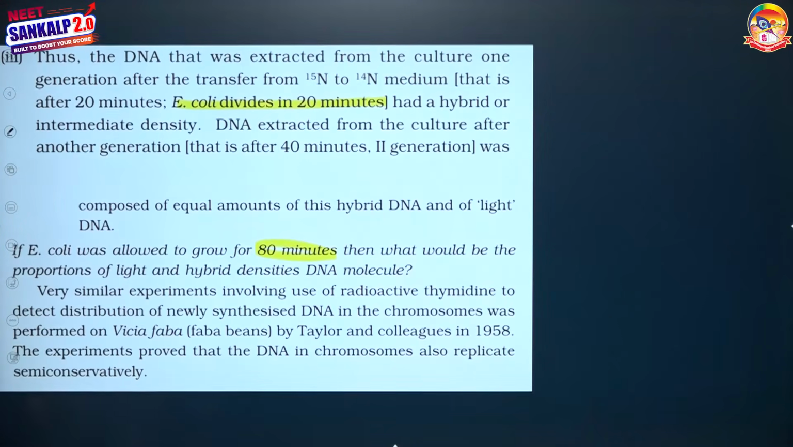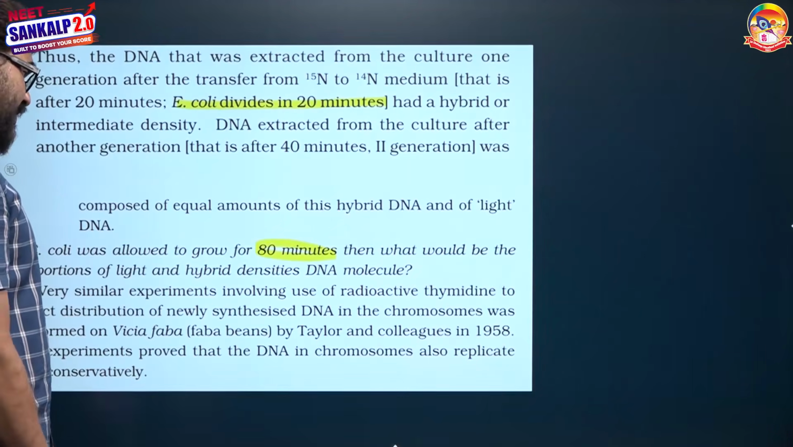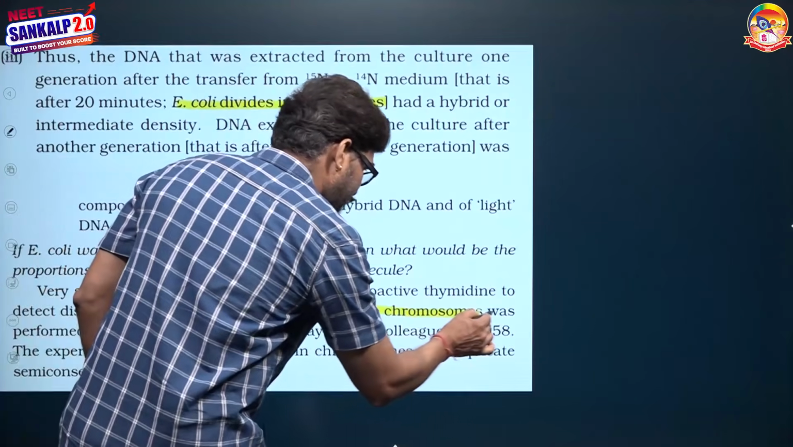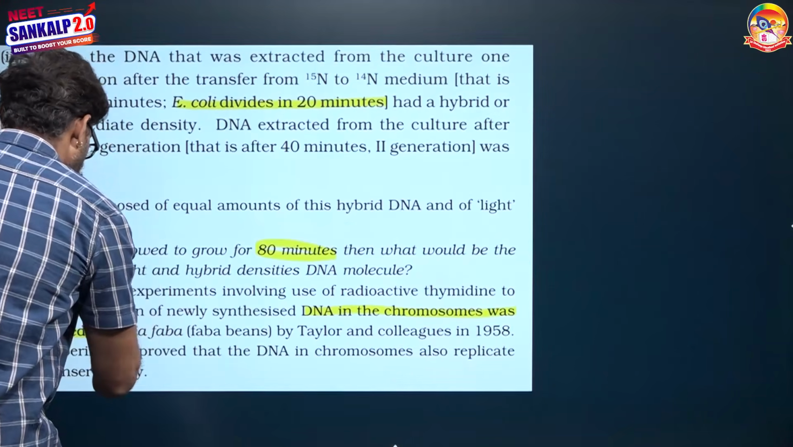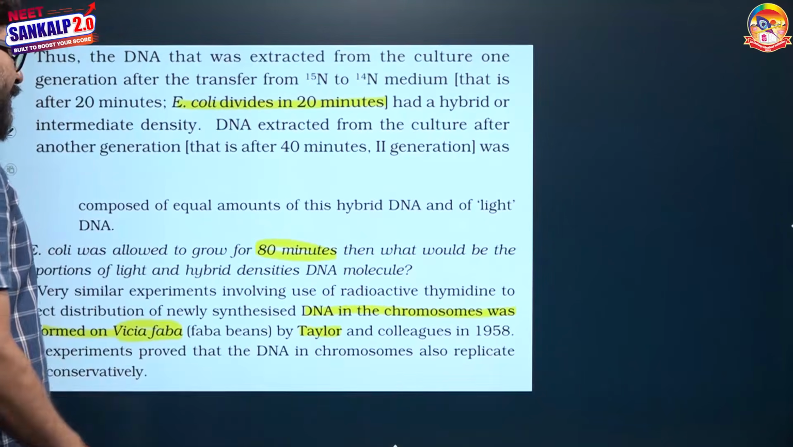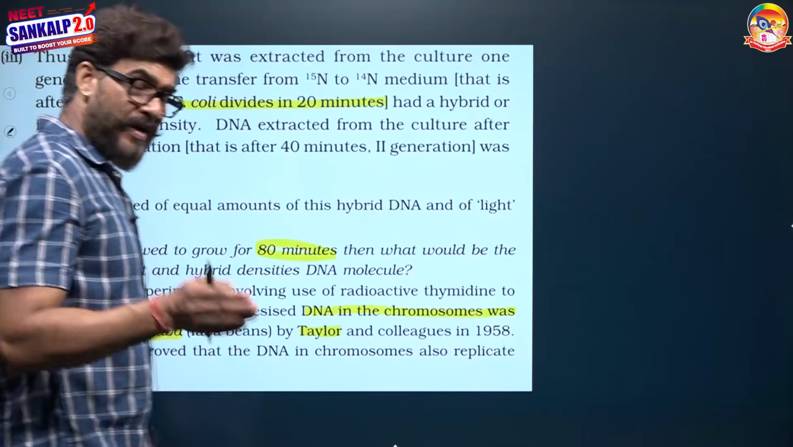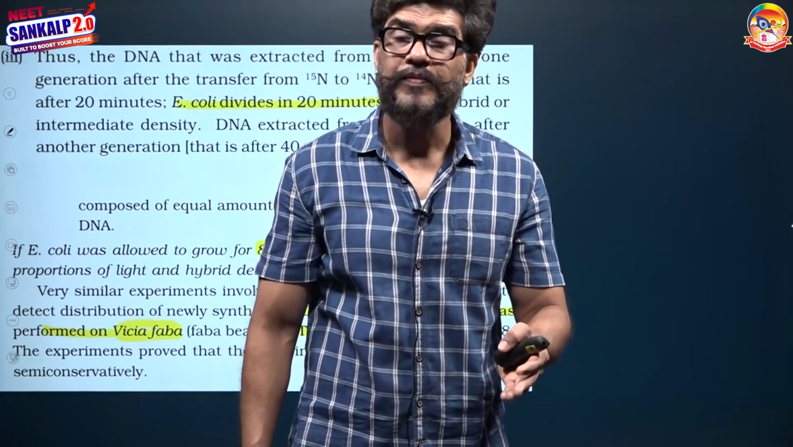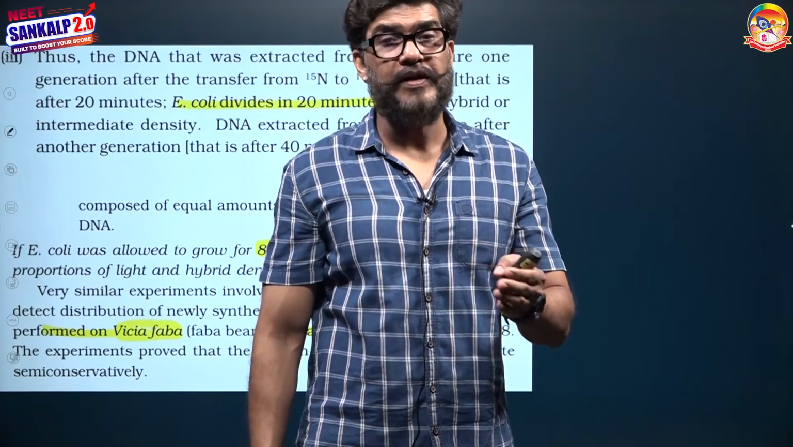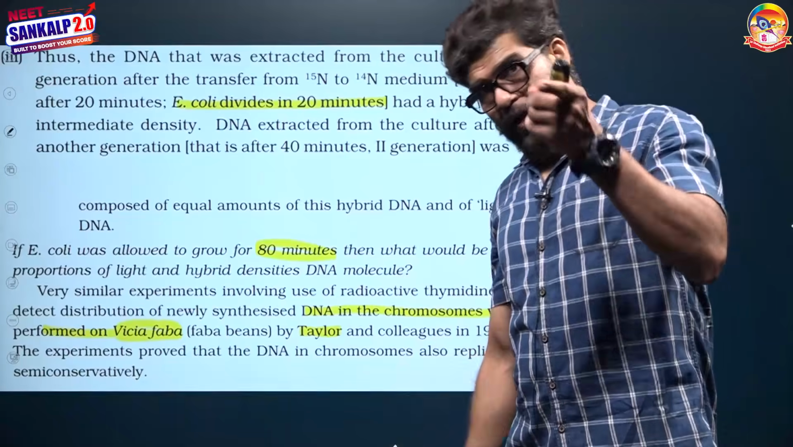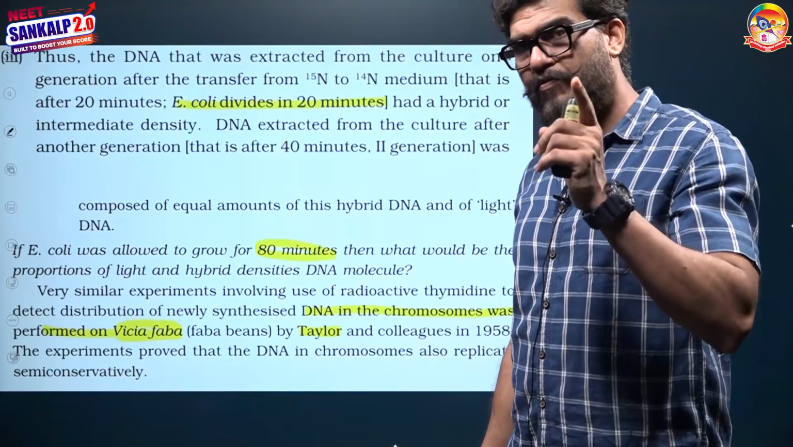A very similar experiment involving use of radioactive thymidine detects the distribution of newly synthesized DNA in the chromosome. So semi-conservative DNA replication within the chromosome was proved in Vicia faba, by Taylor and his colleagues. Semi-conservative DNA replication in prokaryotes, Meselson and Stahl proved, and in eukaryotes the answer is Taylor in Vicia faba. You must remember that Meselson and Stahl worked on E. coli.